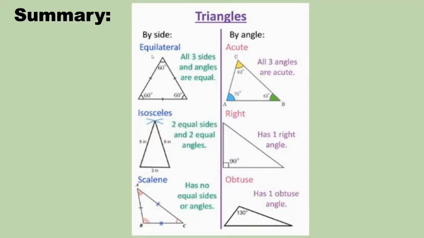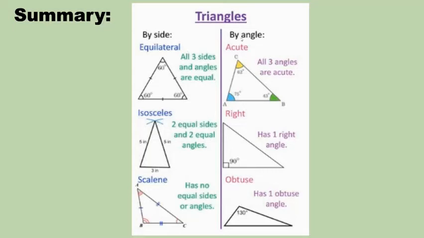We can look at the triangles by side. We have the equilateral triangle. You have to remember the word equi, which means equal, meaning all sides and all angles are equal. The isosceles triangle has 2 equal sides and 2 equal angles. The scalene triangle has no equal sides or angles.